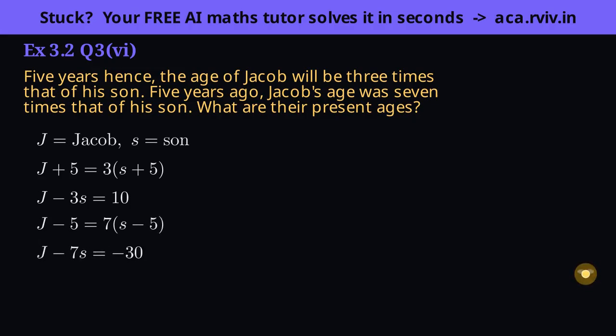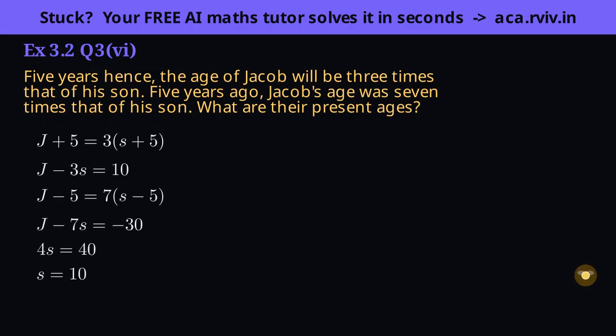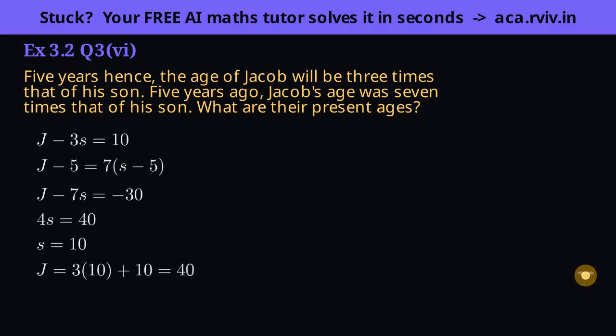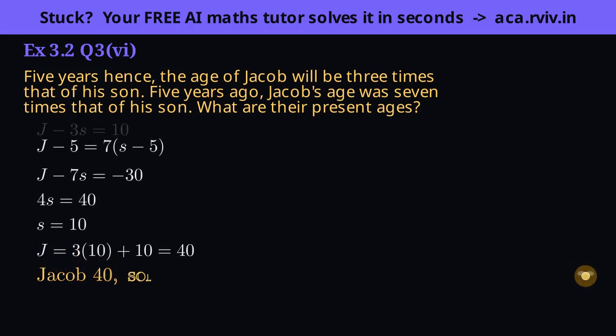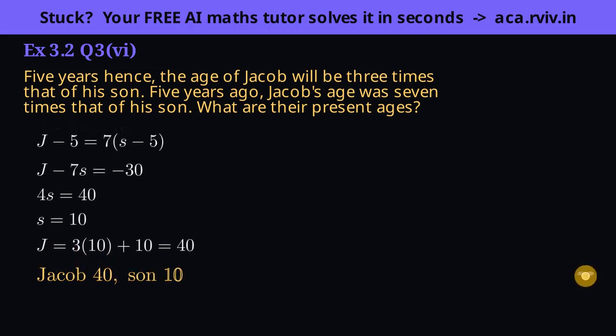Tidy this too. Subtract to eliminate J. Solve for the son. Back substitute for Jacob. Insight: shifting both ages by the same 5 years keeps the gap fixed. That's what makes it solvable.